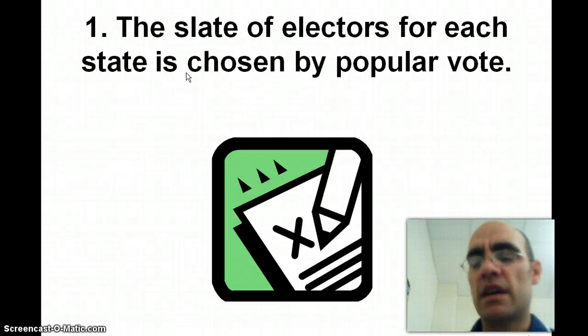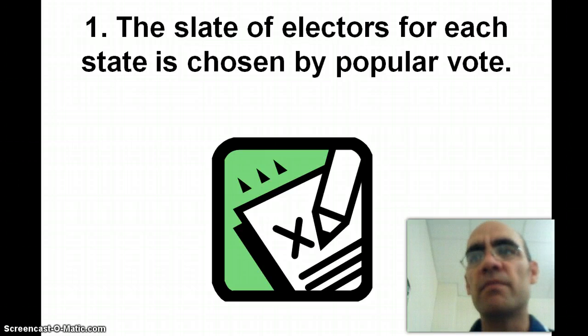All right. So the people that are the electors, there's a couple different ways they're chosen, but in a lot of states they're chosen by popular vote. People actually vote who they want to be the electors for that state.